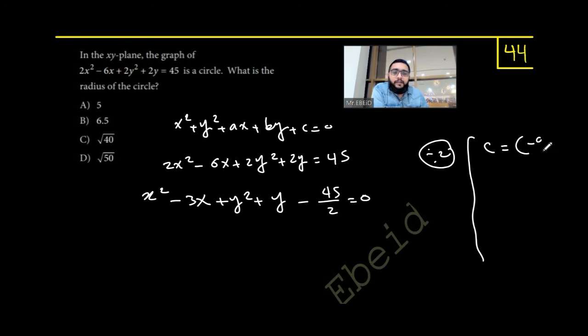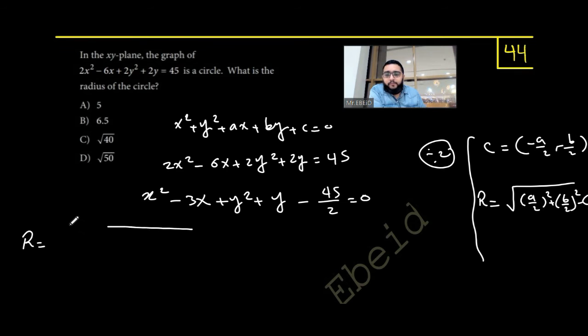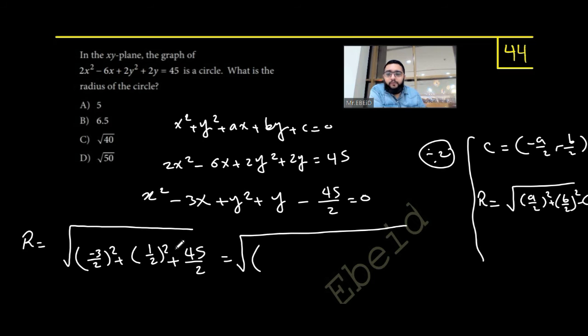As you know, the center is negative a over 2, negative b over 2. Also, the radius length equals the square root of a over 2 squared plus b over 2 squared minus c. So to find the radius, just take the square root of a over 2 squared, so it will be negative 3 over 2 squared, plus b over 2 squared, where b is the coefficient of y, so it will be 1 over 2 squared, minus c, which is negative, so it will be positive 45 over 2. So it will be the square root of 9 over 4 plus 1 over 4 plus 45 over 2.